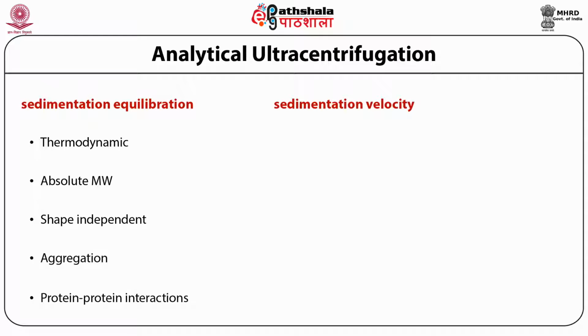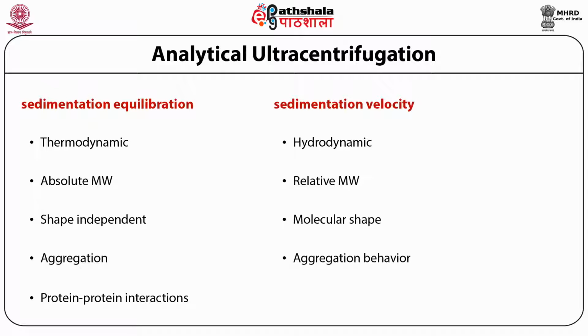However, sedimentation velocity is mainly based on hydrodynamic properties, and it is used for the relative molecular weight of the substance, as compared to sedimentation equilibrium, which is used for absolute molecular mass measurement. Here in sedimentation velocity, you can measure the molecular shape also, because it takes the shape into consideration for the calculation, and of course it is utilized for the determination of aggregation behavior.